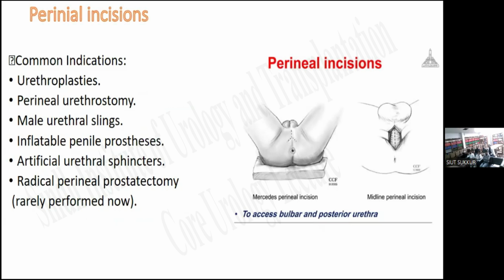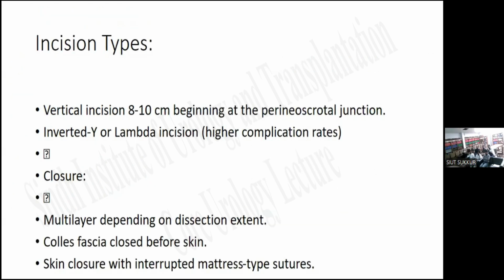So perineal incisions could be the inverted Y shape, this is called Mercedes perineal incision, or usually a midline perineal incision is given to access the bulbar and posterior urethra. The vertical midline incision is 8 to 10 centimeters beginning at the perineoscrotal junction. Another type is the inverted Y or lambda incision that has higher complication rates and is less preferable.